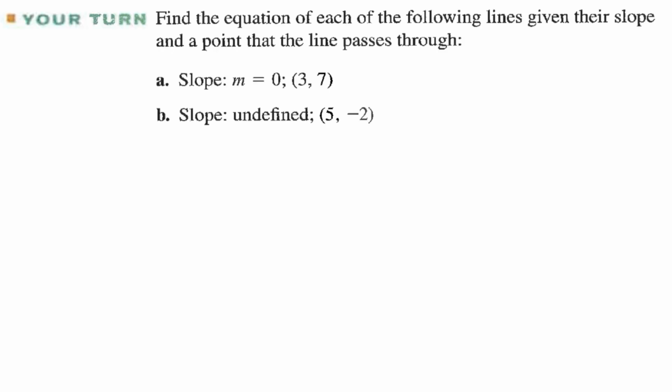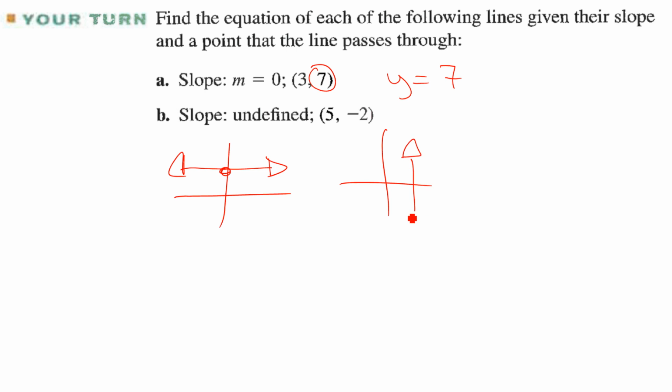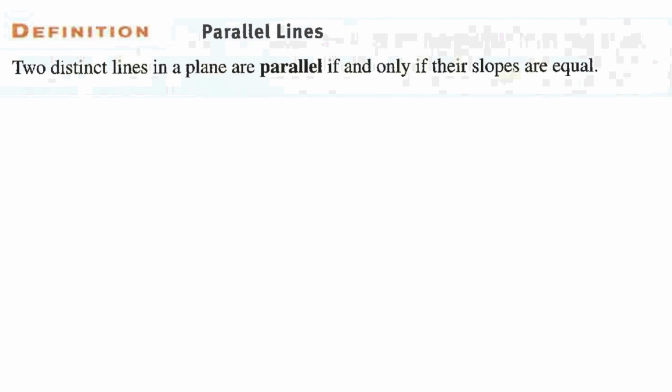Okay, so find the equation of each of the following lines given their slope and a point that the line passes through. So on this one, the slope is 0. That means it must be a horizontal line. It goes through the y-axis. The y number here is 7. So on this one, we're going to say y equals 7. For an undefined slope, it must be a vertical line. It goes through the x-axis, which means we're looking at the x number. So one would say x equals 5.